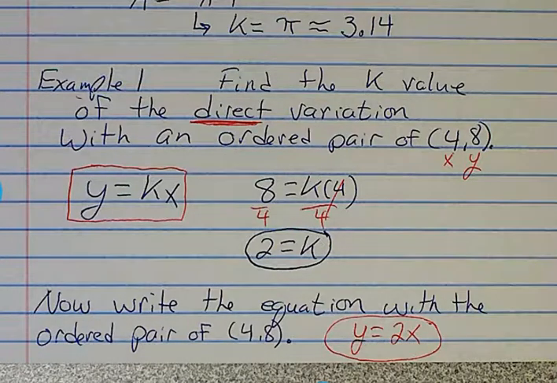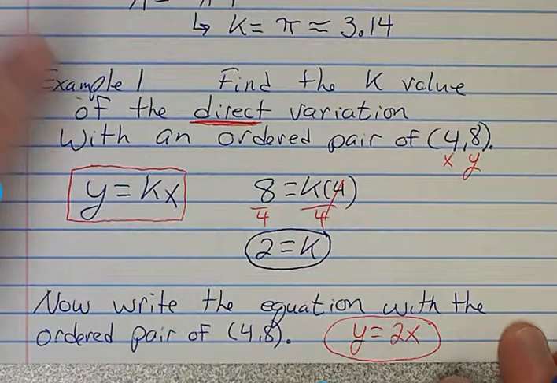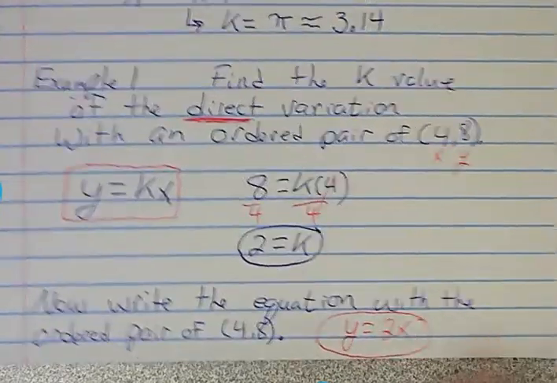All right, the second equation we're going to look at, the second type of variation, is inverse variation.